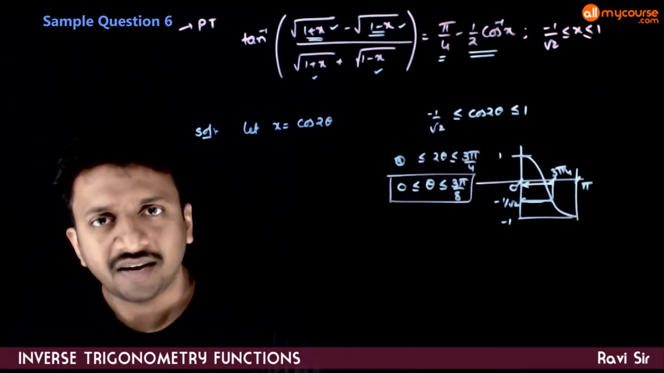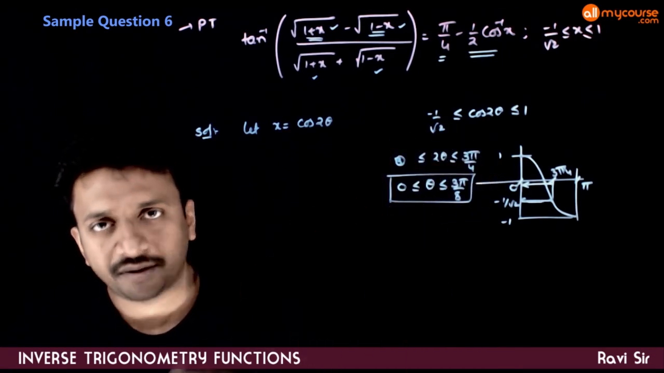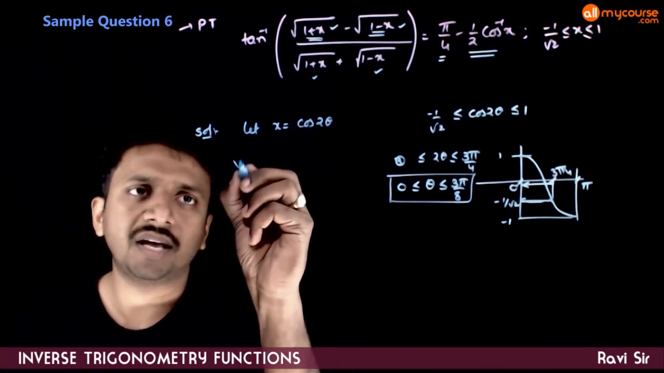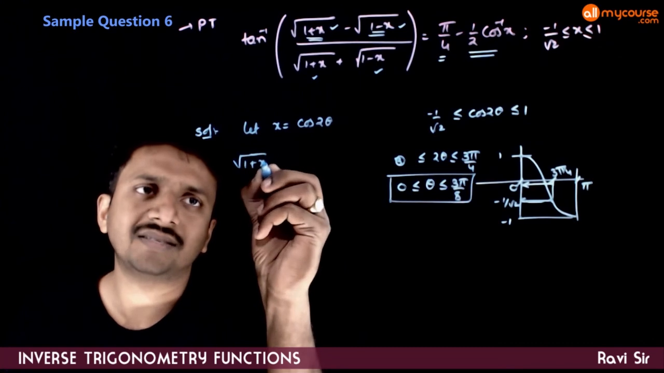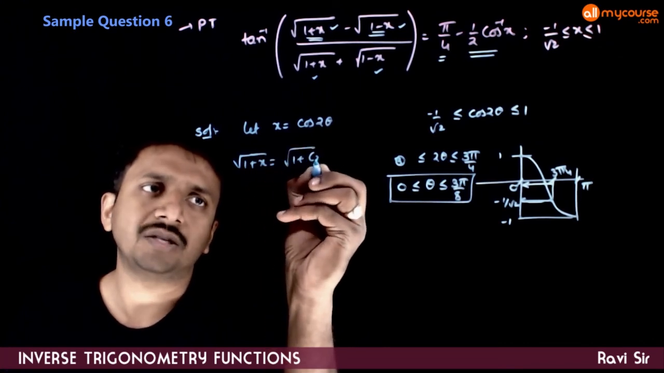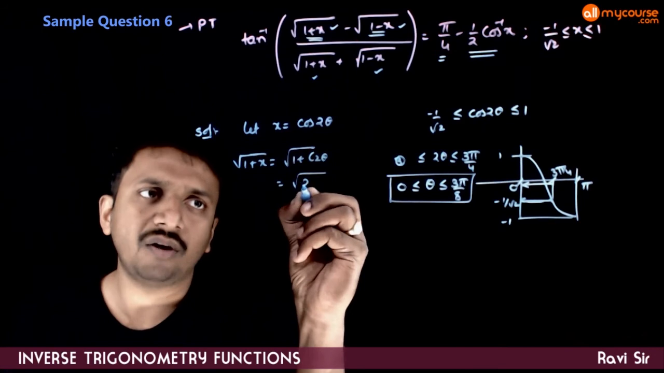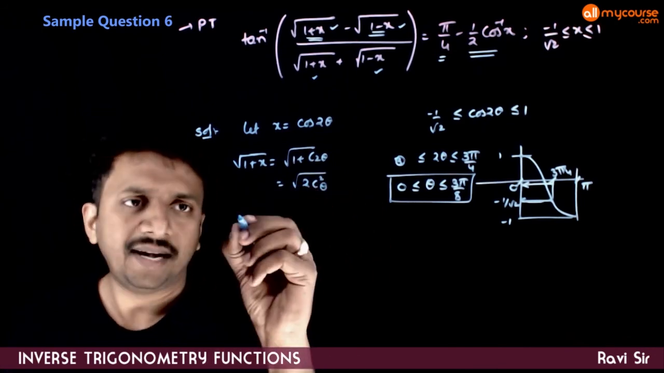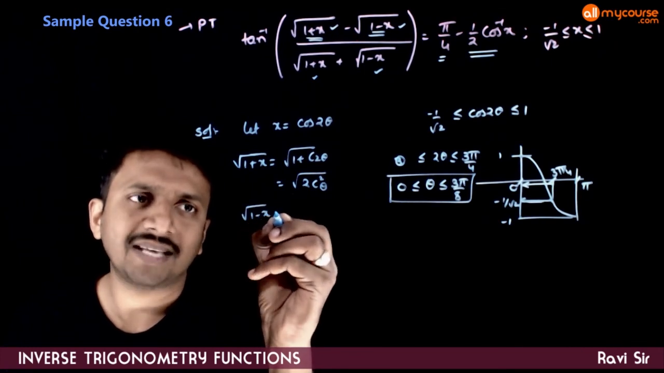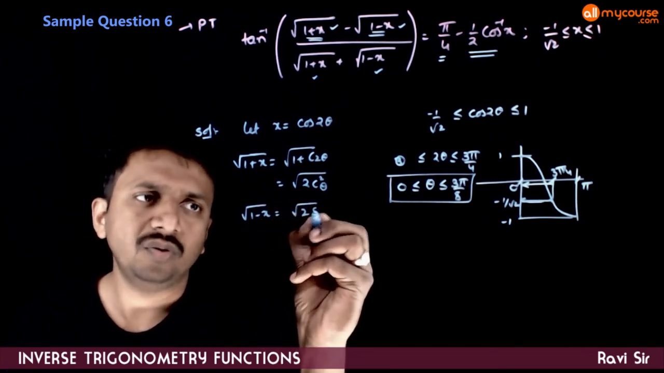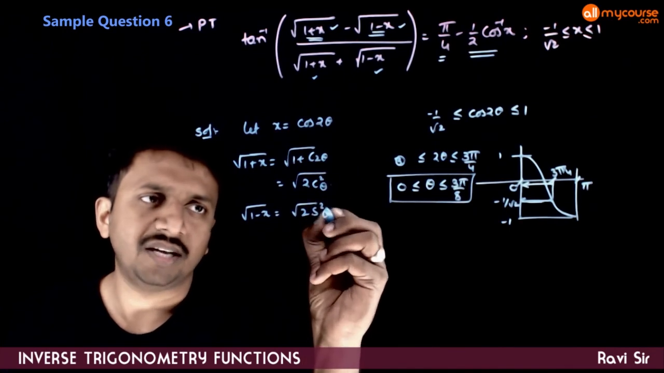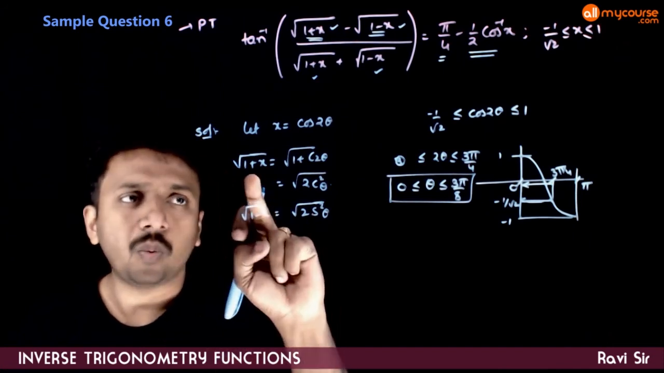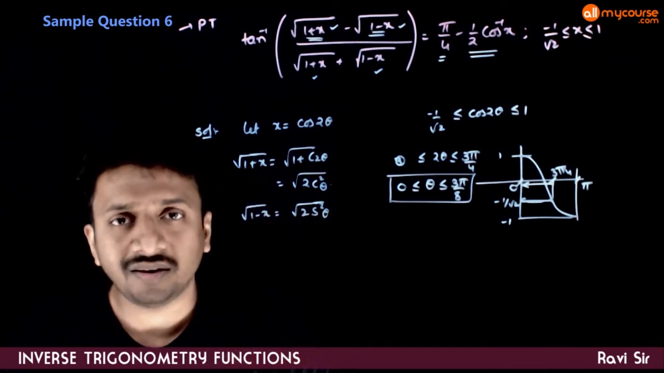So let us keep it aside and see where it will be useful later. So let us start with this. So x is cos 2 theta. So root of 1 plus x is root of 1 plus cos 2 theta, which is equal to root of 2 cos square theta. And root of 1 minus x is root of 2 sine square theta. 1 minus cos 2 theta is 2 sine square theta. 1 plus cos 2 theta is 2 cos square theta.